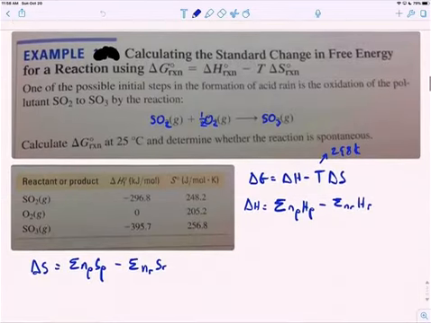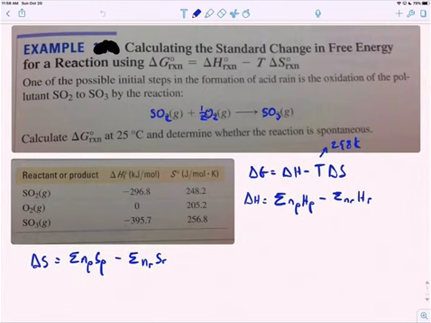So let's do some problems with this. This is how you can form acid rain. There are different types, but SO2 plus 1/2 O2 makes SO3. What is the standard Gibbs free energy change of the reaction at 25 degrees Celsius, and determine whether or not the reaction is spontaneous. So the delta G is delta H minus T delta S. We have to figure out the delta H and the delta S.